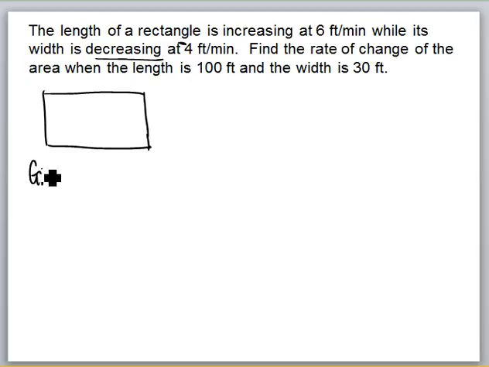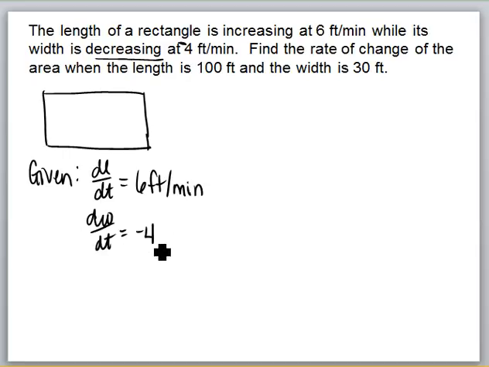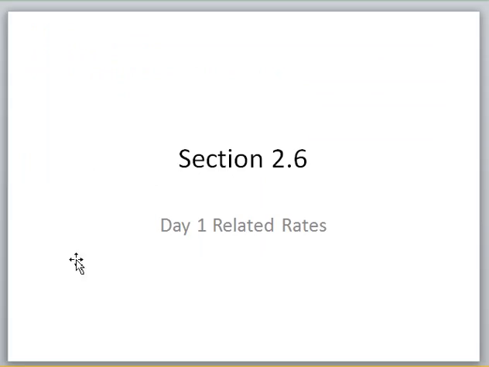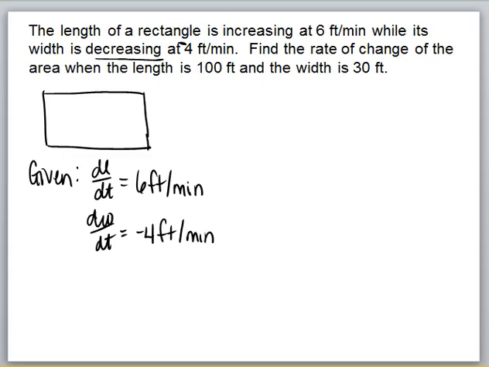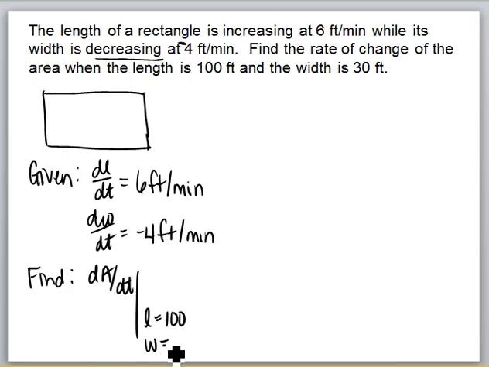So I was given a couple things. I was given that the length is changing, dl over dt, at 6 feet per minute. And I was also given that the width was decreasing at 4 feet per minute. We are supposed to find the rate at which the area is changing. So find dA over dt when the length is 100 and the width is 30.